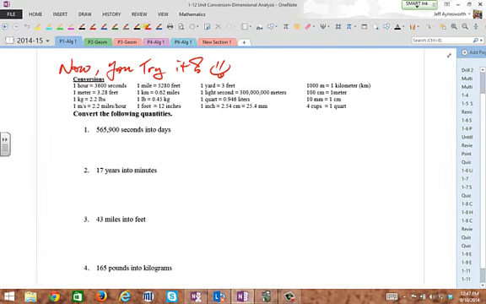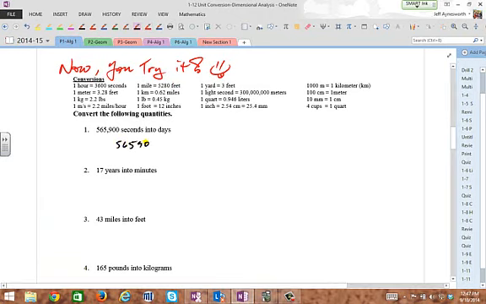So in the first one here, we're going to take 565,900 seconds and convert it to days, okay? And it seems like a hard problem at first. However, it's not that bad, because you guys know how many seconds in a minute, and how many minutes in an hour, and how many hours in a day. So we're just going to convert it one unit at a time. So our first conversion factor here is that we know, and don't look up here, just use your basic knowledge, that for every minute there's 60 seconds.